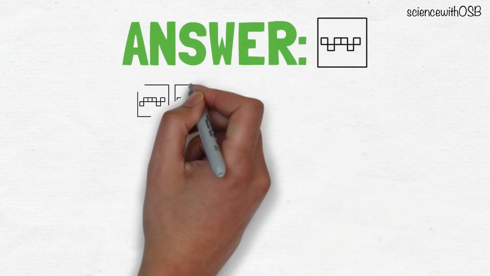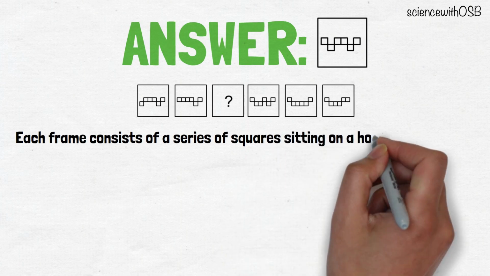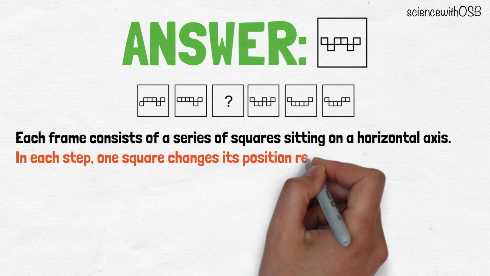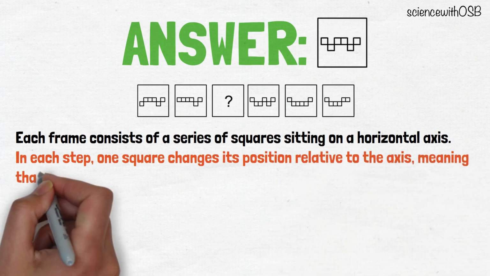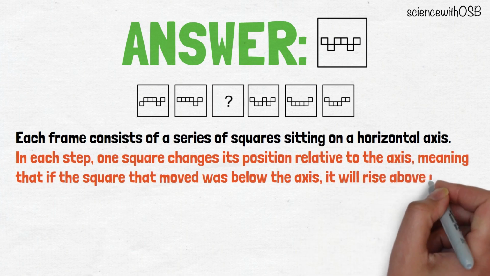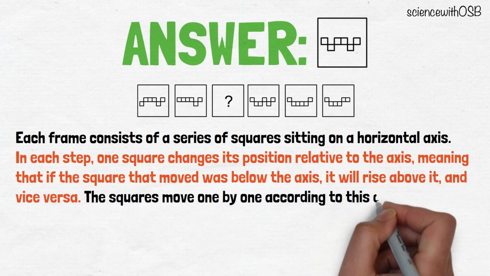The correct answer is option 1. Each frame consists of a series of squares sitting on a horizontal axis. In each step, one square changes its position relative to the axis, meaning that if the square that moved was below the axis, it will rise above it and vice versa.